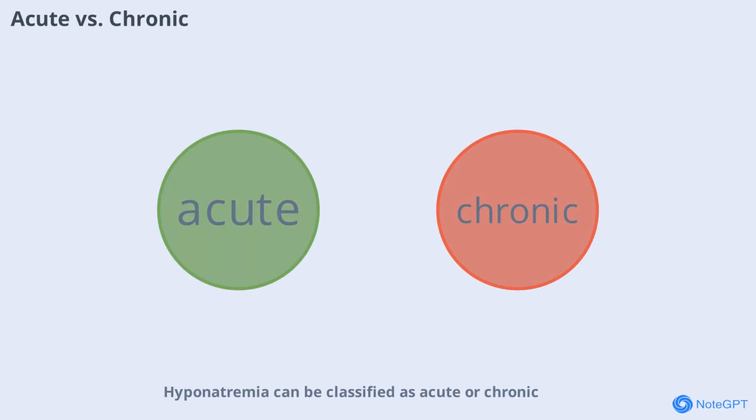Hyponatremia can be classified as acute or chronic, depending on how quickly it develops. Acute hyponatremia occurs in less than 48 hours and is more likely to cause severe symptoms due to the brain's inability to adapt quickly. Chronic hyponatremia, developing over more than 48 hours, allows the brain to adjust, often resulting in milder symptoms. However, both forms can be dangerous if not managed properly, especially if sodium levels drop below 125 mEq/L.